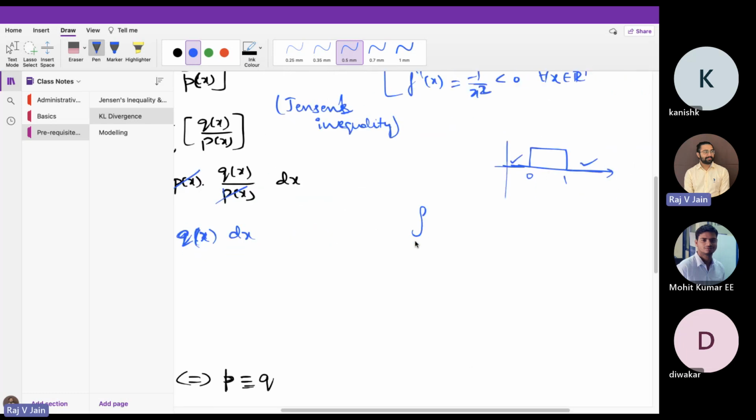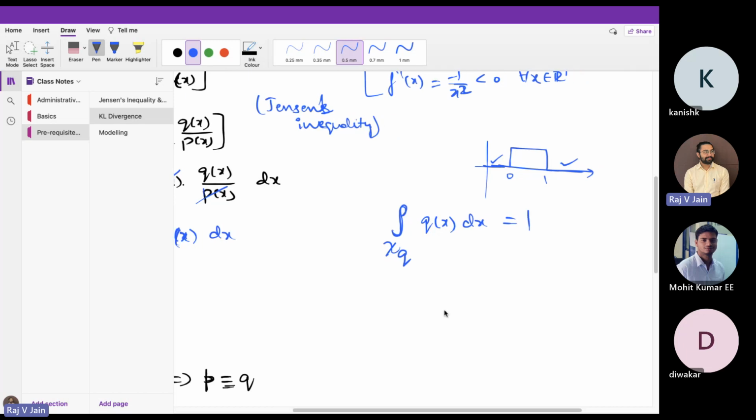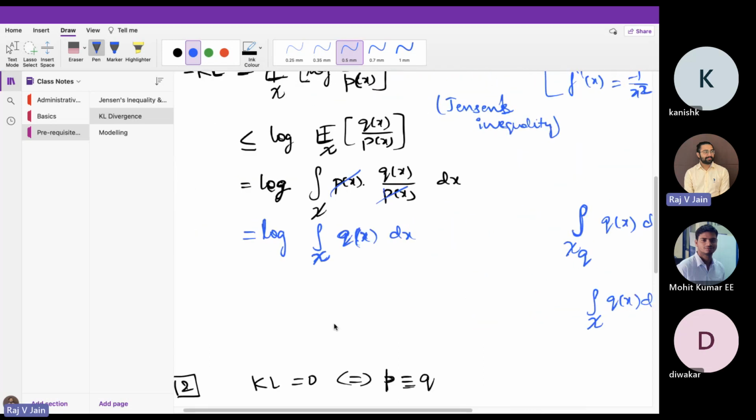So the integral over x, if I take the support of q, this integral will be equal to 1 exactly, right? Now, if script x and script xq are not exactly equal, then the integral of q of x over x dx will be less than 1, right? It will be equal if and only if script x equals script xq, otherwise it will be less than 1, right? So this quantity will be something less than 1.